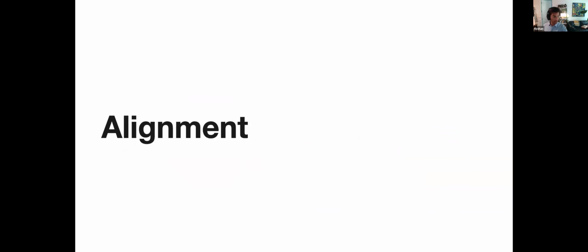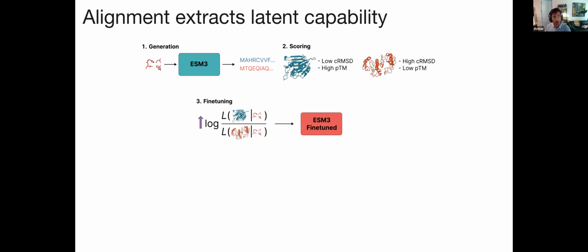Cool. Okay, let's talk about alignment. I think alignment is something that we're really excited about. I think it's something that we think will be the future of protein language models, and will have a lot of impact on how they're used and what actually makes them useful.